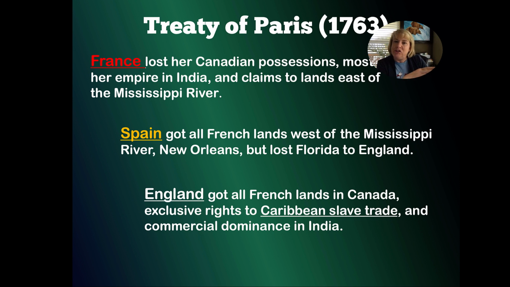Now they have exclusive slave trade rights coming to the Caribbean. And that's where a lot of slaves are going to come into North America by way of the Caribbean. So big effect on the future of America right here. England will also get commercial dominance in India. They're going to establish the West India Trading Company and the East India Trading Company. Both of these will play a role in some of the relationship between England and the colonies very soon.